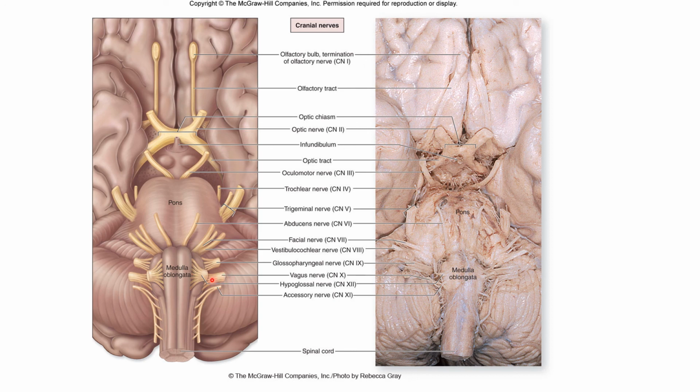Then we've got this nerve right here known as the accessory nerve, and this one helps with the movement of our heads. Then we've got the last cranial nerve, cranial nerve number 12, and that one is the hypoglossal nerve, which helps with the movement of the tongue.